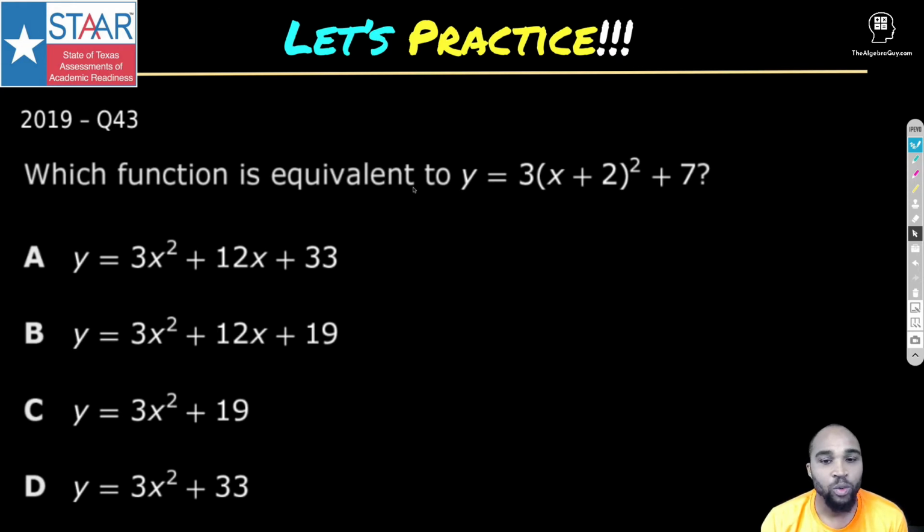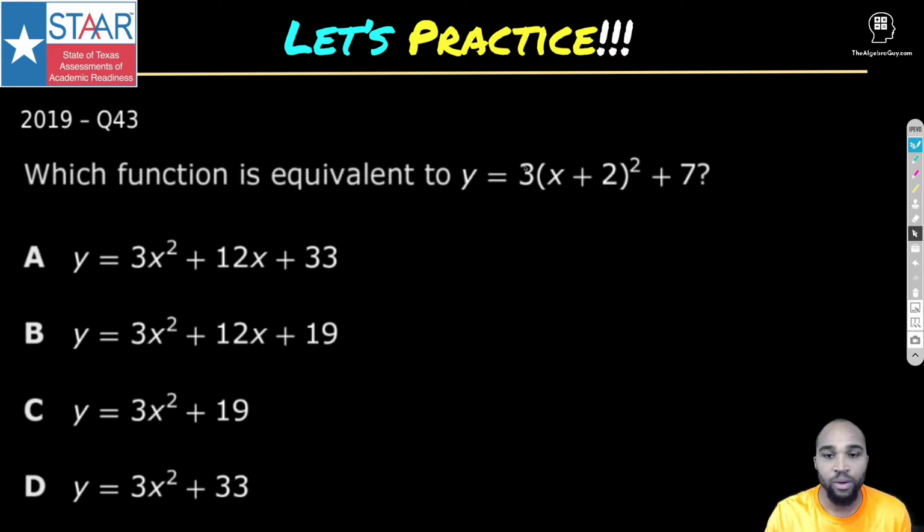Which function is equivalent to y equals 3 quantity x plus 2 squared plus 7? So I will pause it here and see if you can work that. How would you handle this one? Now, I don't know if it's the easiest, but one of the ways you can work this is simply put it in your calculator.